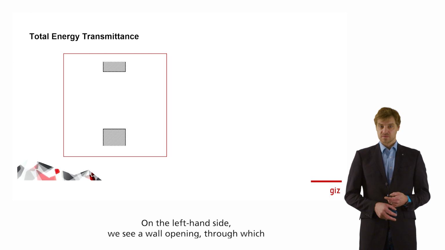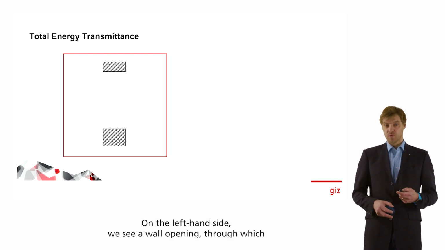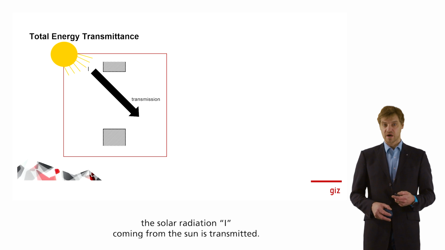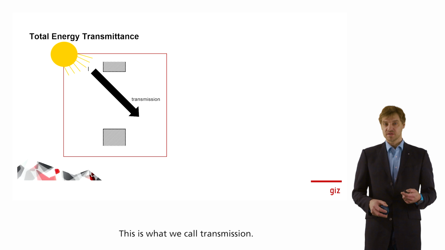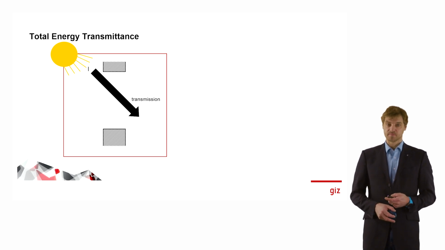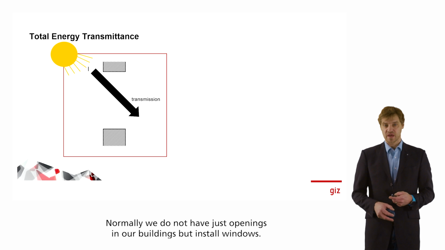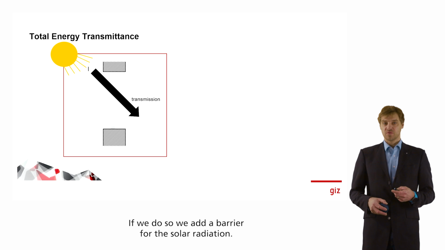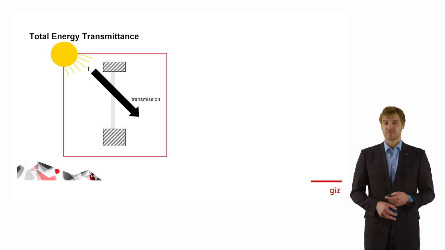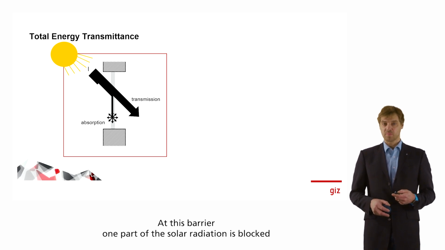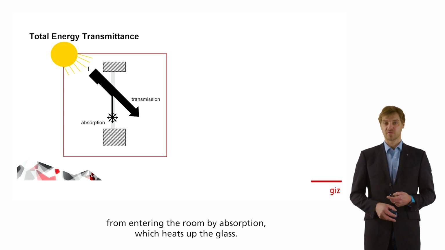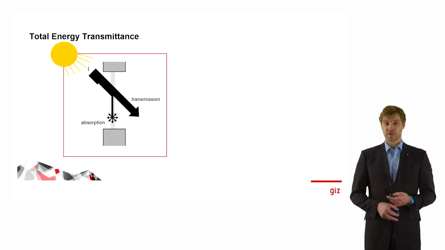On the left-hand side, we see a wall opening through which solar radiation I coming from the sun is transmitted. This is what we call transmission. Normally, we do not just have openings in our buildings, but install windows. So if we do so, we add a barrier to the solar radiation, and at this barrier, one part of the solar radiation is blocked from entering the room by absorption, which heats up the glass.